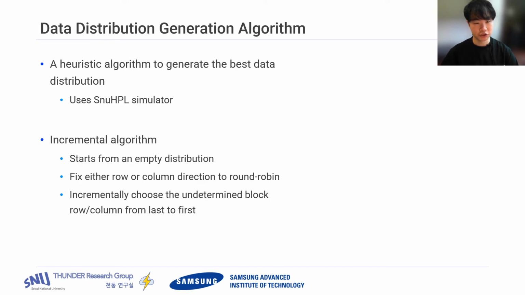SnuHPL's data distribution generation algorithm is a heuristic algorithm that generates the best data distribution for a given cluster. The algorithm uses the SnuHPL simulator to evaluate the candidates during the generation process. It is an incremental algorithm. The algorithm starts from an empty distribution, fixes either row or column direction to round robin, then incrementally chooses the undetermined row or column from last to first.